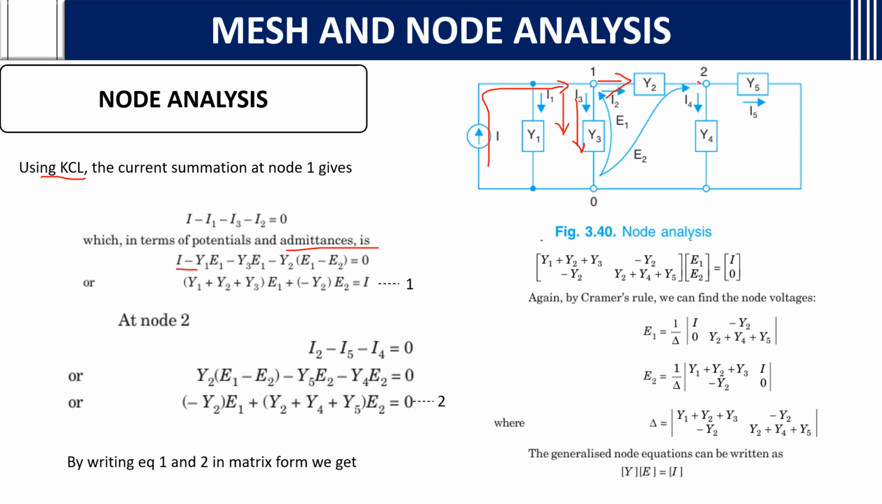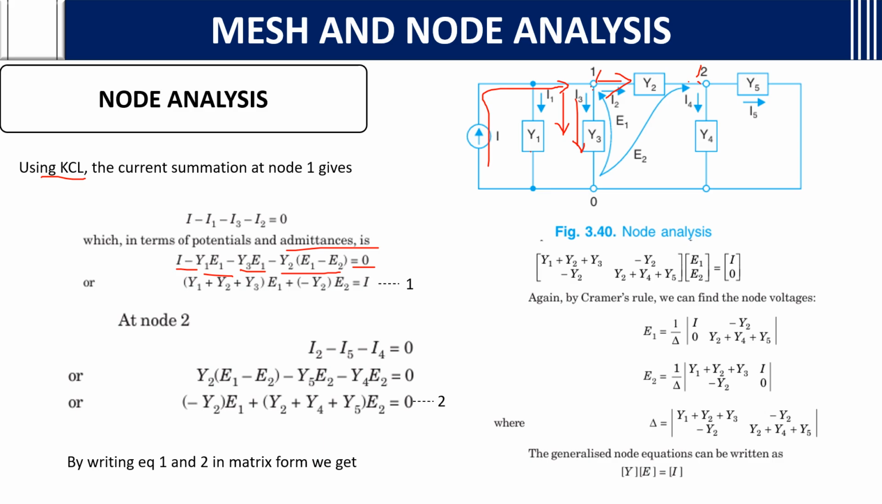Then we know that I1 is Y1 into E1, then Y3 into E1, and Y2 into E1 minus E2. Why? Because it is between two nodes, 1 and 2, so E1 minus E2. Then equals 0.